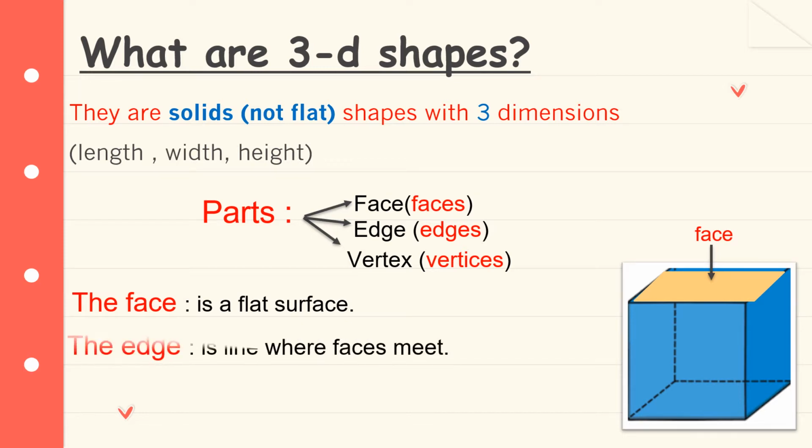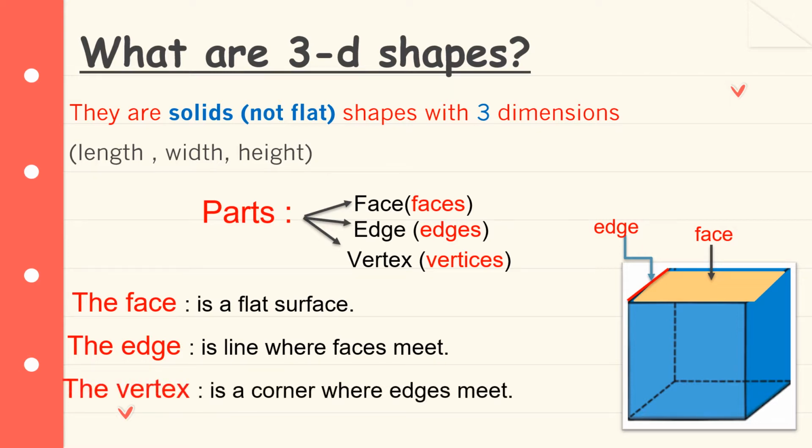What is the meaning of the edge? The edge is a line where faces meet, like this red line. And what is the meaning of the vertex? The vertex is a corner where edges meet, like the photo. This is a corner where edges meet.